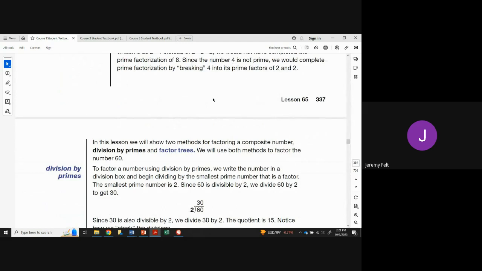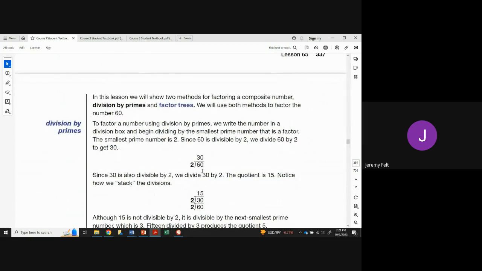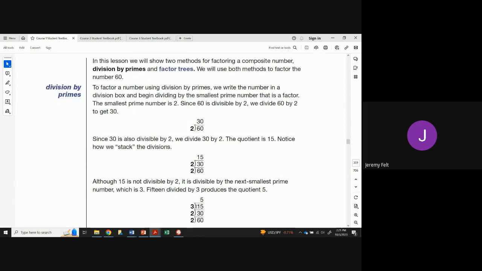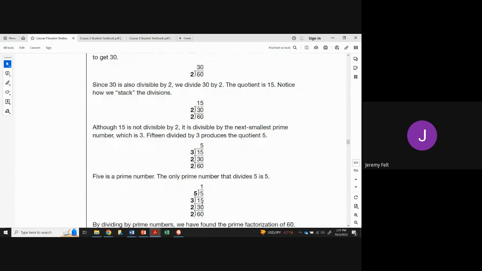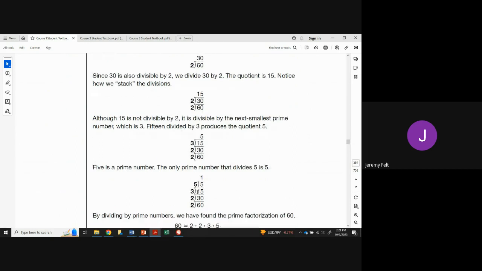So we can do division by primes. Again, like when we're factoring out of a fraction, we know a number that goes into it. 60 divided by 2 is 30. 30 divided by 2 is 15. And then 15 divided by 3 is 5. 5 divided by 5 is 1. Okay, so we got to where we have all prime numbers. So 2 times 2 times 3 times 5 would be our prime factorization.